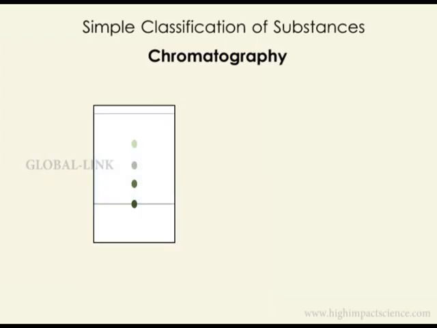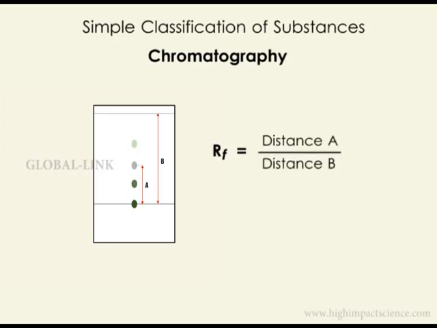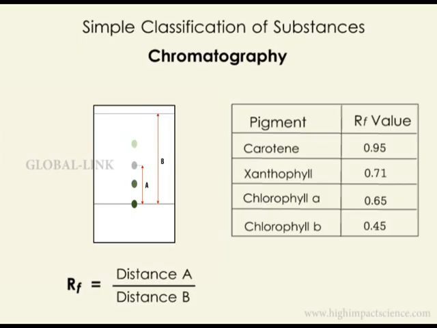We then remove the filter paper and allow it to dry. Then we measure the distance from the baseline to the solvent front and also to each of the samples. From the values, we can calculate the RF values for each component. RF is equal to A over B. The RF value is important in identification of the substances. The RF value is specific for a particular substance. So you can refer to a standard table and identify the substance.